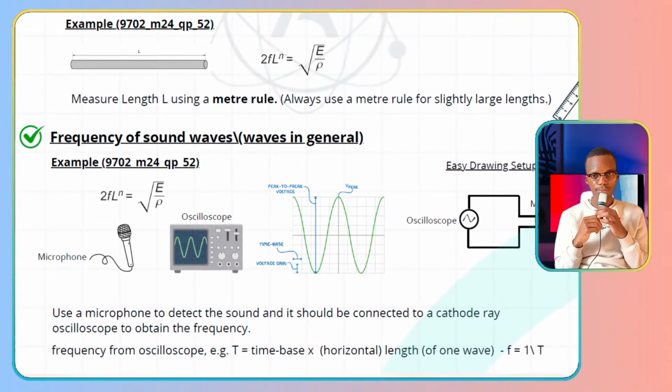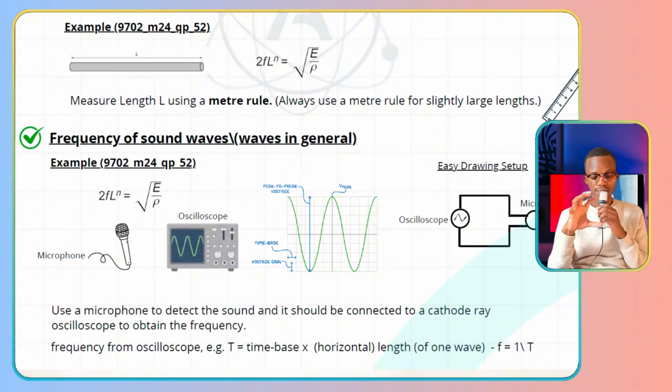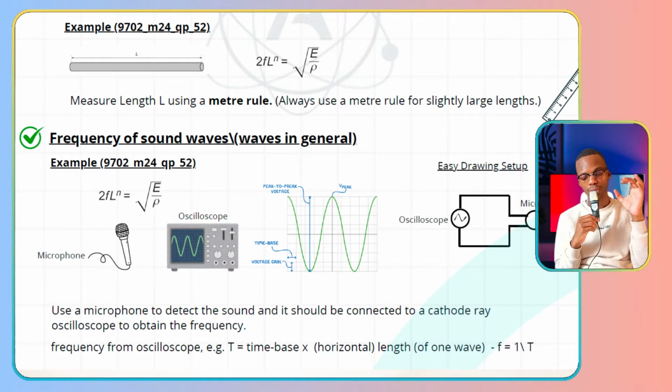So you're going to tell them, use a microphone to detect the sound, connect it to a cathode ray oscilloscope, and then the frequency can be obtained. If you look at a cathode ray oscilloscope, you've probably done it in AS or in A2, basically you're looking at the horizontal length of one wave, right? How long did it take for it to complete one period?